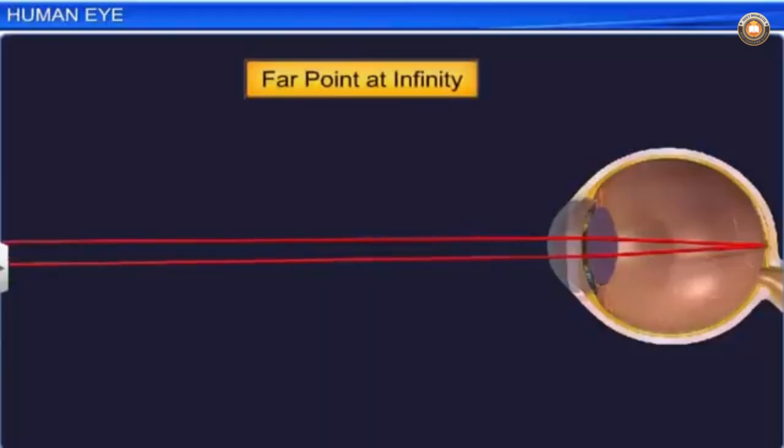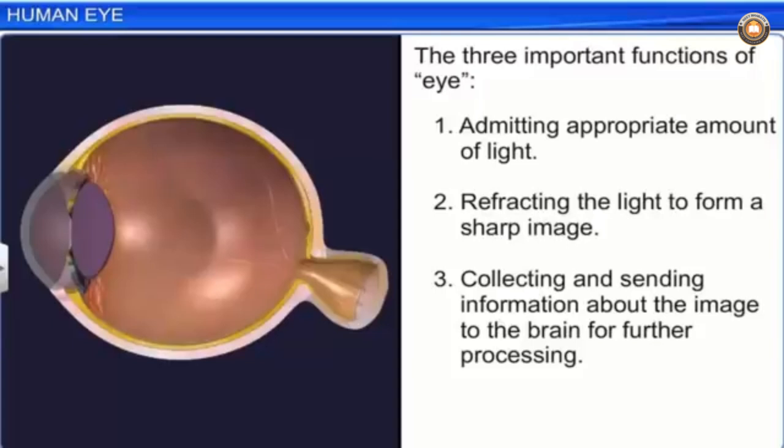We can summarize the three important functions of the eye as follows: admitting appropriate amount of light, refracting the light to form a sharp image, collecting and sending information about the image to the brain for further processing. Now let us discuss some common optical defects in the human eye.